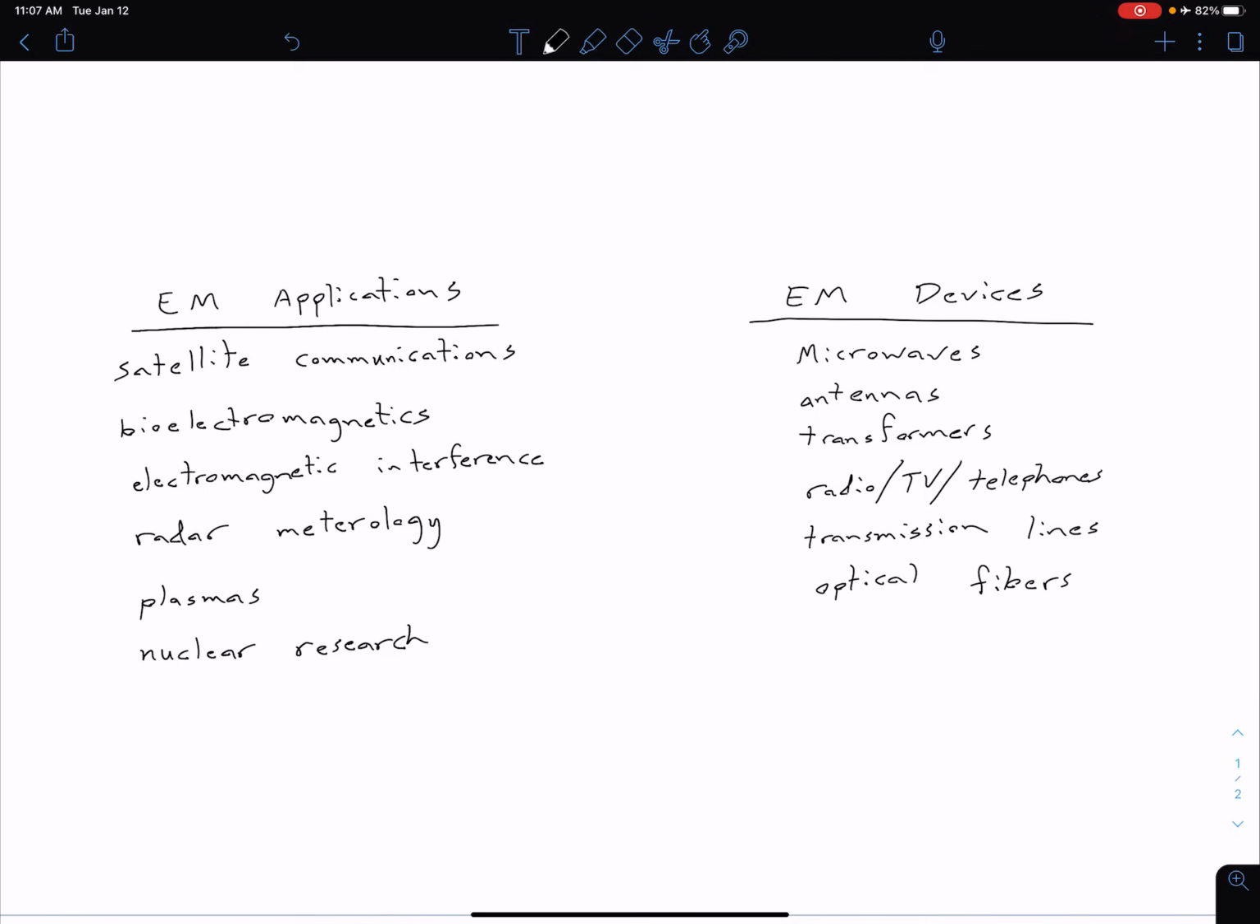So again, the study of electromagnetics covers a vast amount of topics, and in a one semester course, unfortunately, we're not going to be able to touch on all of those, but hopefully you will come away from this semester understanding the basics and know enough to be able to apply the basic principles of electromagnetics to solve problems in most of these areas.